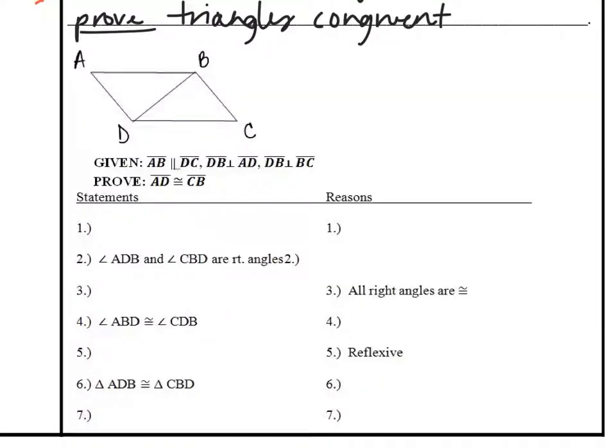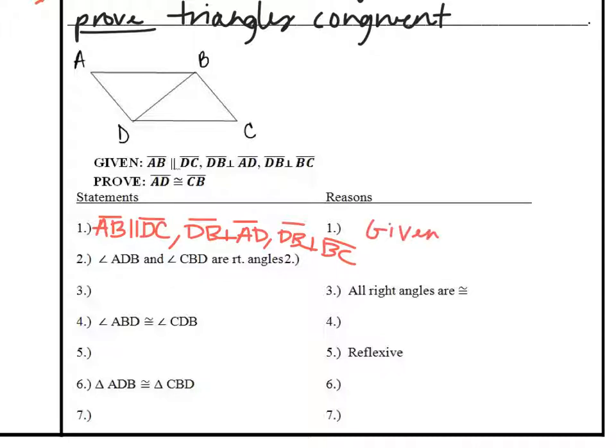Go ahead and write in your givens and mark them in your diagram. Do that now. AB is parallel to DC. DB is perpendicular to AD. And DB is also perpendicular to BC. Those are your givens from the top. And I would mark those in my diagram. Parallel, you mark with a little arrow.